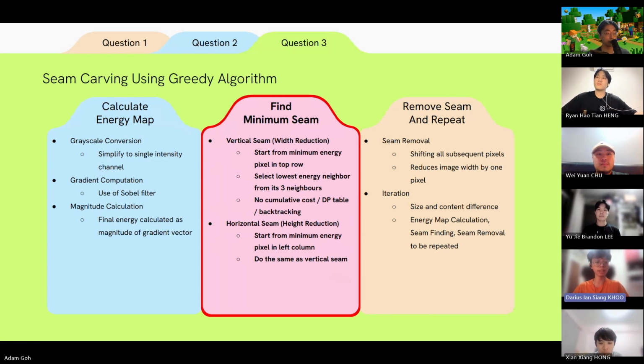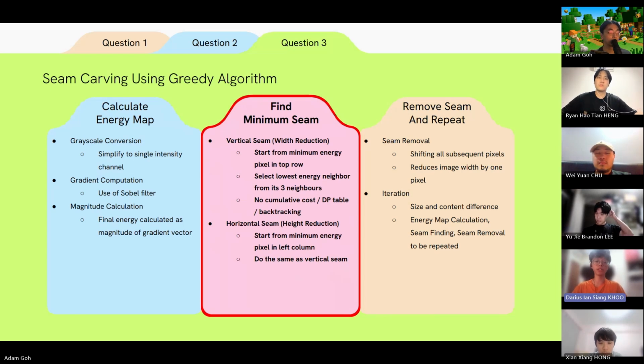For a vertical seam that reduces the image width, we start at the top row and choose the pixel with the smallest energy value. From there, as we move downward row by row, we only consider three possible neighbors: the pixel directly below, the left diagonal, and the right diagonal. Out of these three choices, the greedy algorithm simply picks the one with the lowest energy.